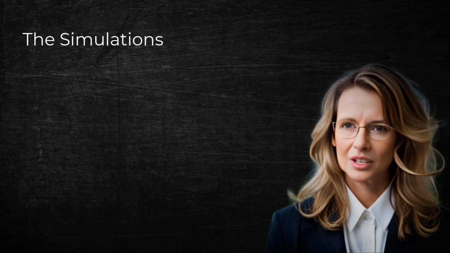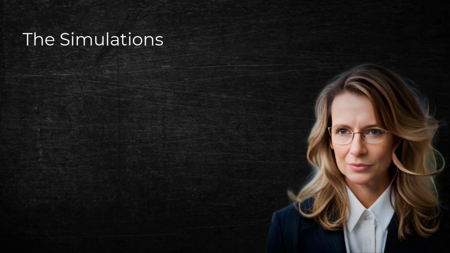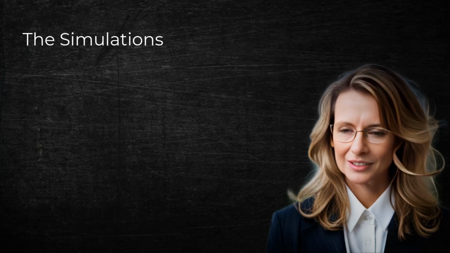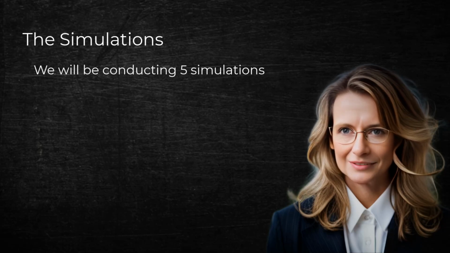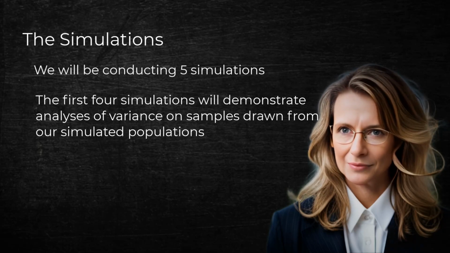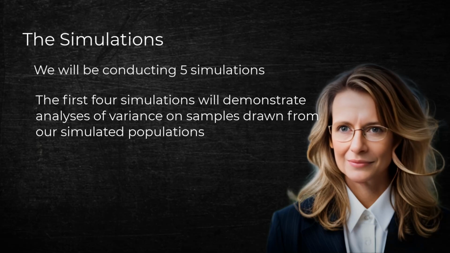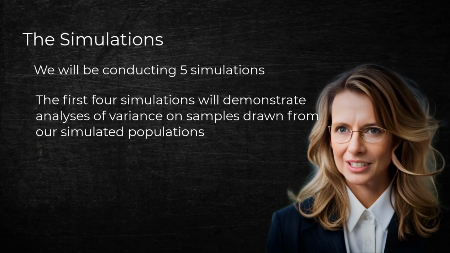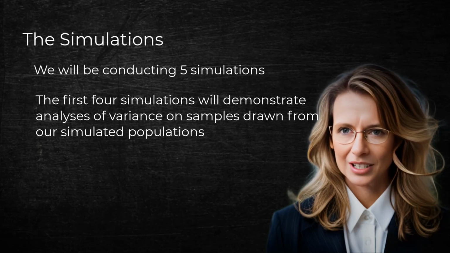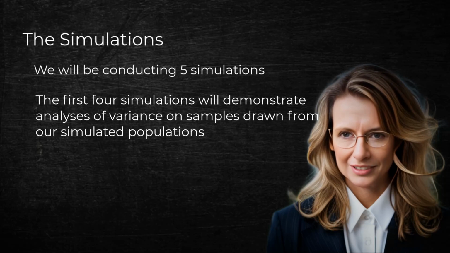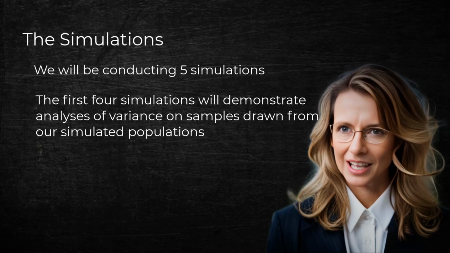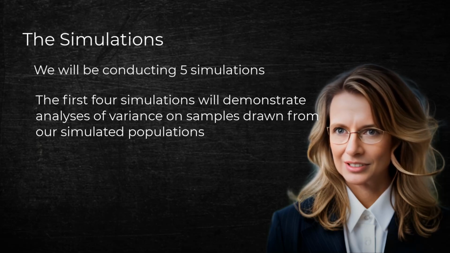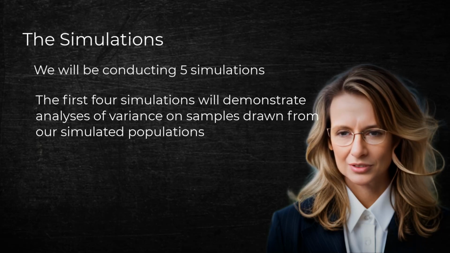Now that you know a little bit about how our simulator works, we will move on to the simulations. We will be conducting a total of 5 simulations in this video. The first 4 simulations will demonstrate an analysis of variance performed on random samples drawn from our simulated populations. We will then interpret the results of each. Because we are running simulations, we will also be able to see whether the conclusions we draw from the analyses are consistent with the true population values which will be known to us.